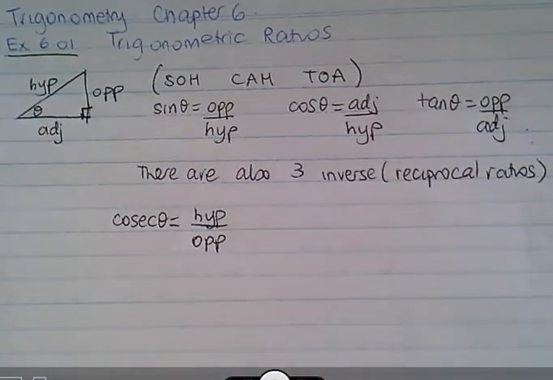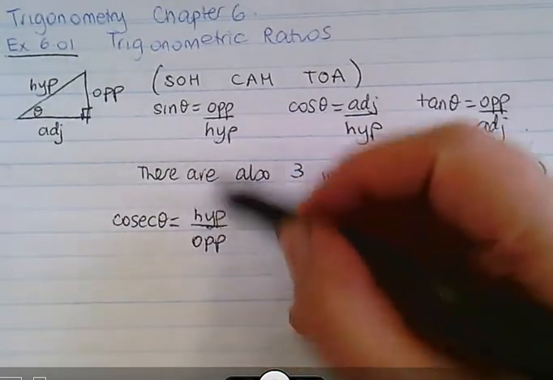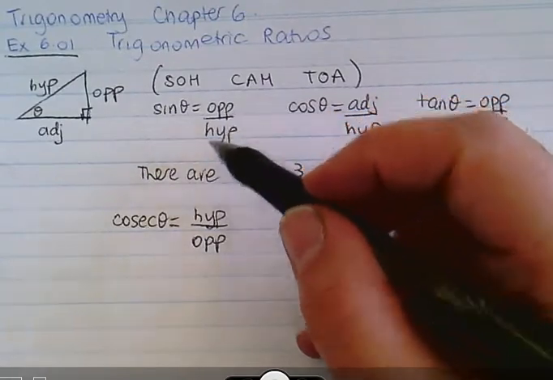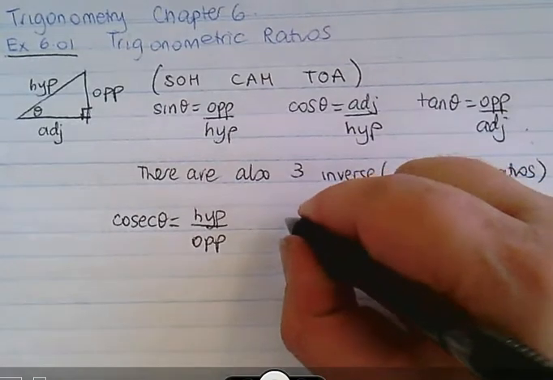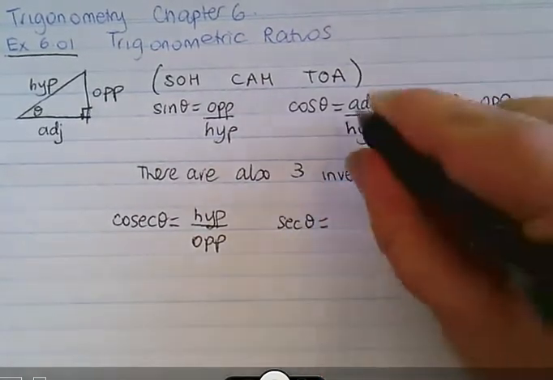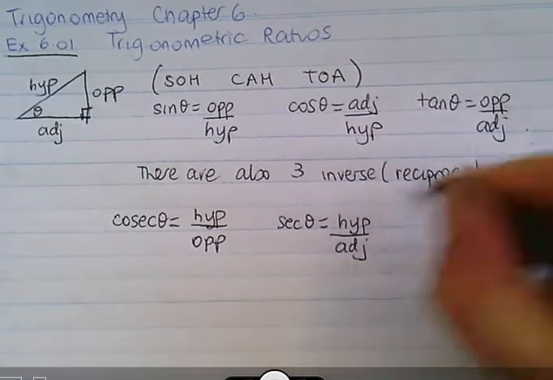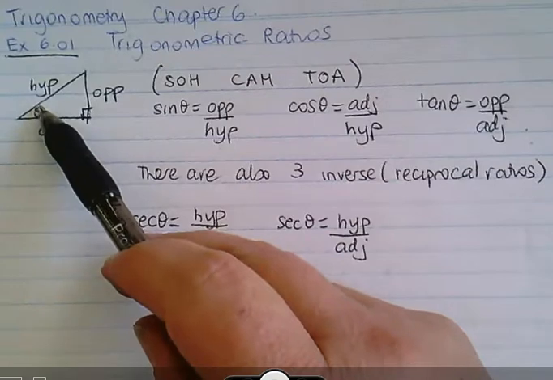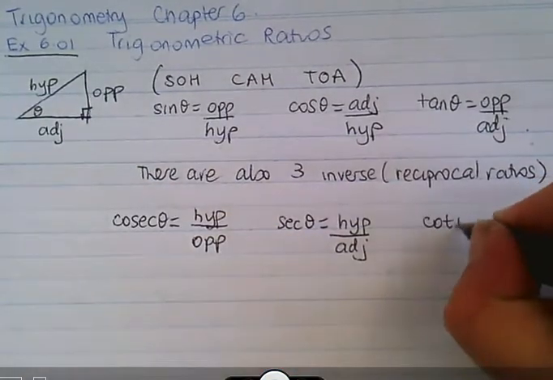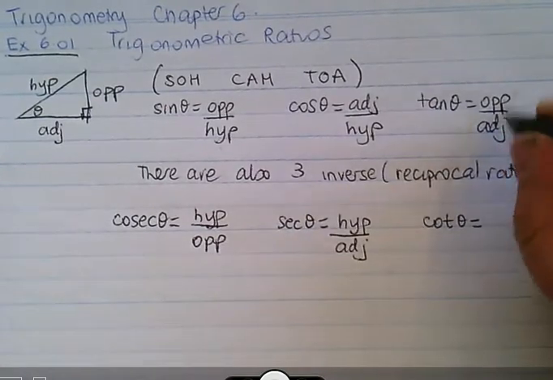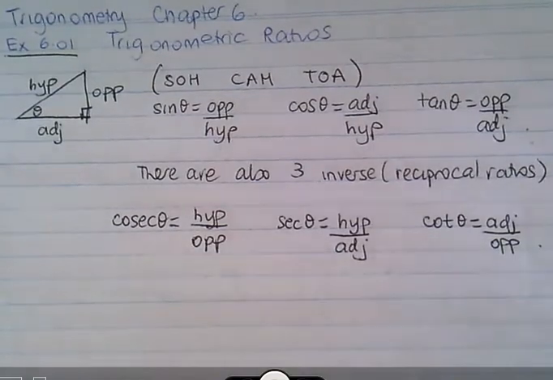So, as you've learned, sine theta is opposite over hypotenuse. Cosec theta is the reciprocal ratio, or the inverse ratio. The flip is hypotenuse over opposite. Another one is sec theta. It's the reciprocal of the cos ratio. So sec theta is hypotenuse over adjacent, not adjacent over hypotenuse. And the last reciprocal ratio is cot theta, which is the reciprocal ratio of tan, which is adjacent over opposite.